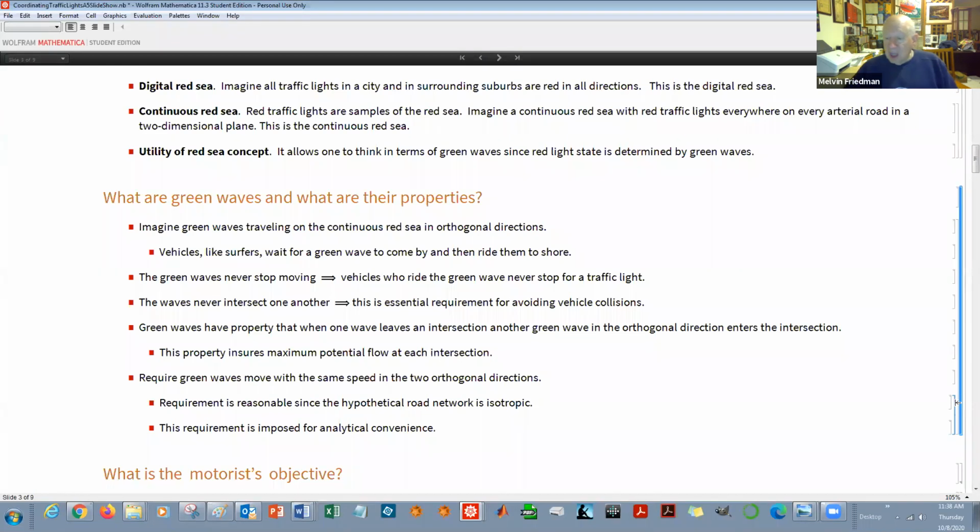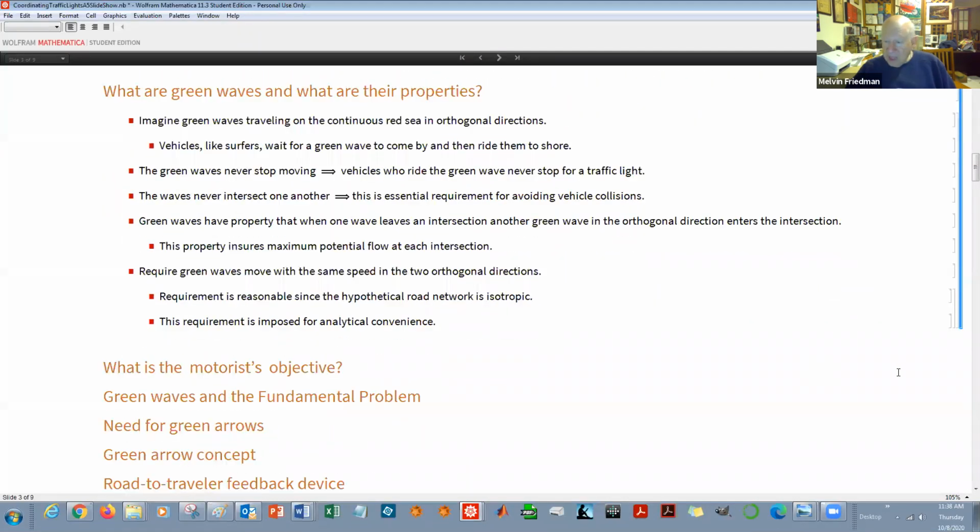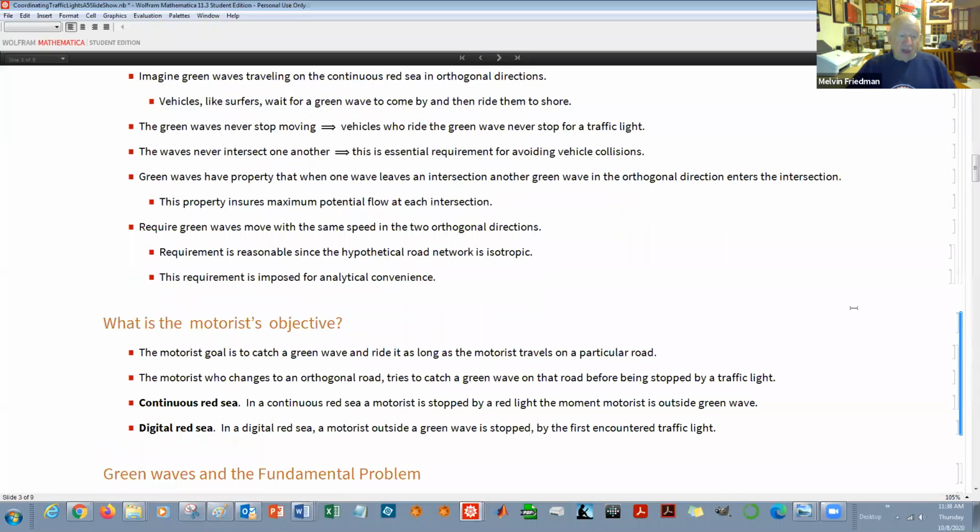And when we apply our theory to real cities, which I'm not going to do in this talk, then we will relax the requirement that vehicles travel at the same speed in the two directions. Now, what is the motorist's objective? The motorist's goal is to catch a green wave and ride it as long as the motorist travels on a particular road. The motorist who changes to an orthogonal road tries to catch a green wave on that road before being stopped by a traffic light. And the motorist may or may not be successful when he changes roads.